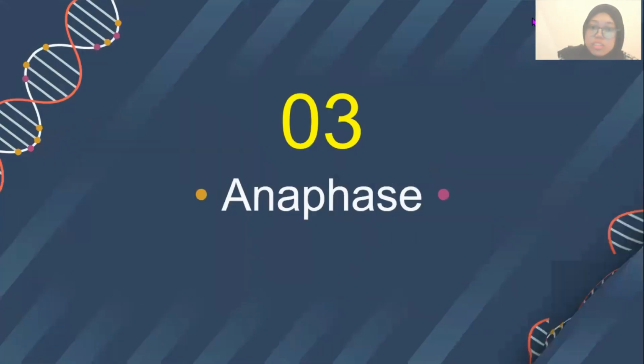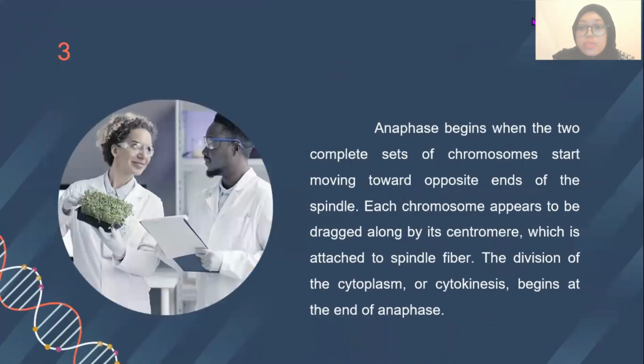Next, number 3, anaphase. Anaphase begins when the two complete sets of chromosomes start moving toward opposite ends of the spindle. Each chromosome appears to be dragged along by its centromere, which is attached to a spindle fiber. The division of the cytoplasm, or cytokinesis, begins at the end of anaphase.